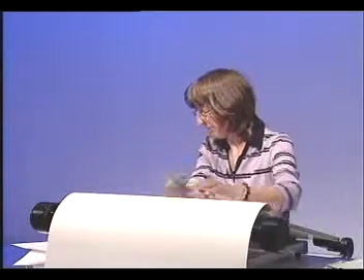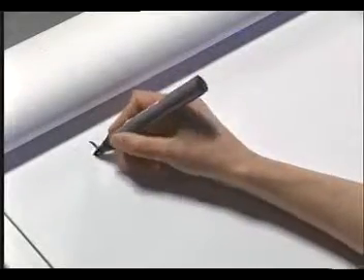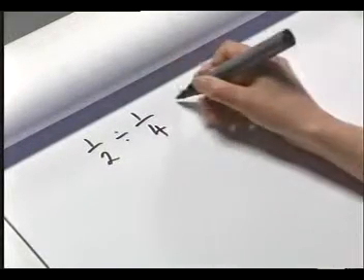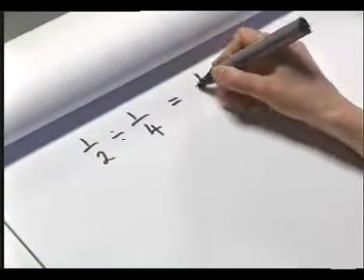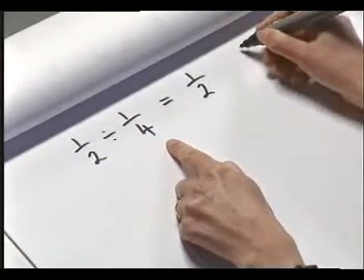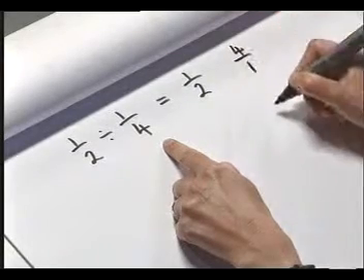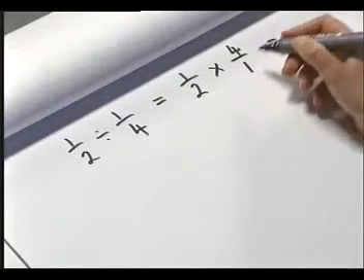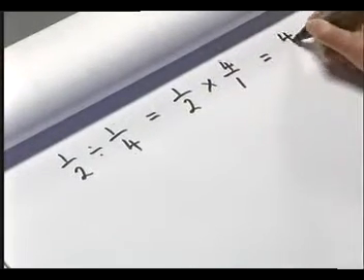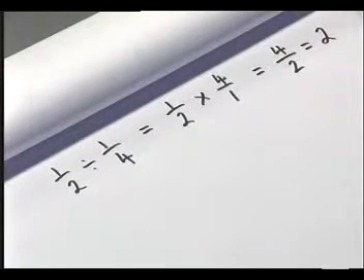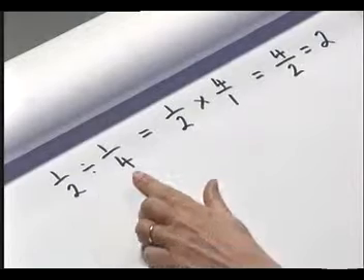Let's do some more examples. Let's do a half divided by a quarter. So we have a half, we take the divisor, we turn it upside down, and instead of dividing, we multiply. So what we have here is 1 times 4 over 2 times 1, which is 2, so we end up with 2.